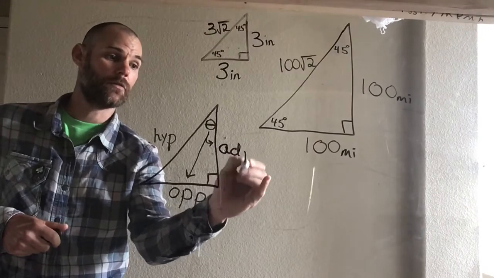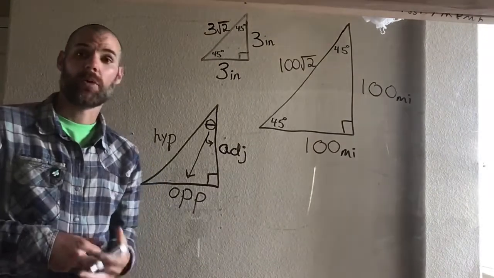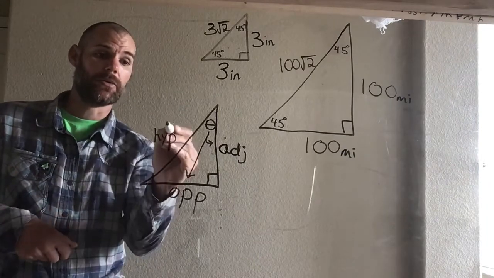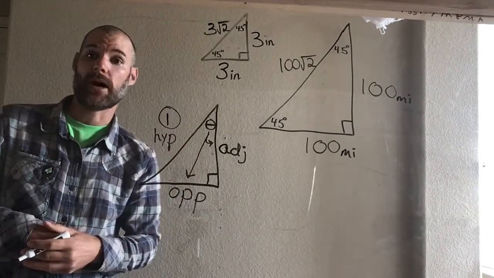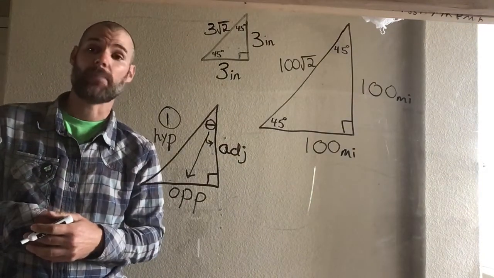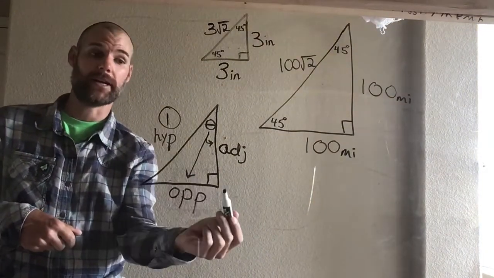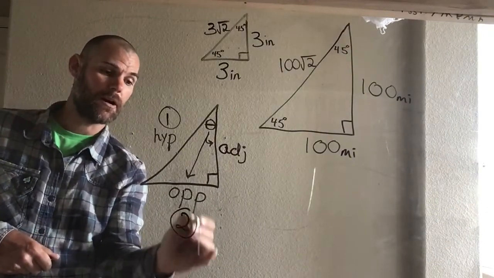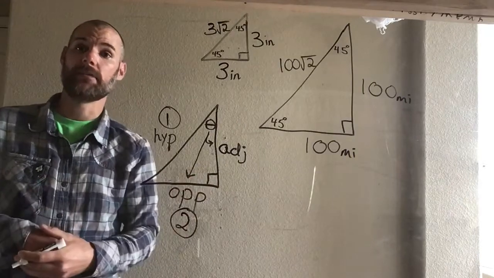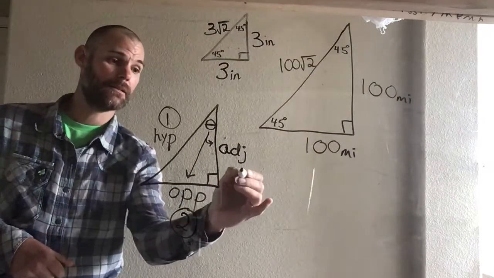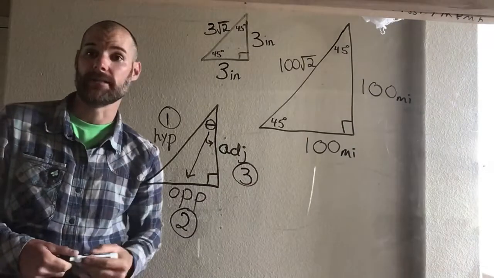So I would recommend labeling your sides in this order. Number 1, what's your hypotenuse? Because that never changes, it doesn't matter what your reference angle is. The hypotenuse is always across from 90. Number 2, what's your opposite? So what's opposite the reference angle? And then your last leftover side is just your adjacent. And that's it.